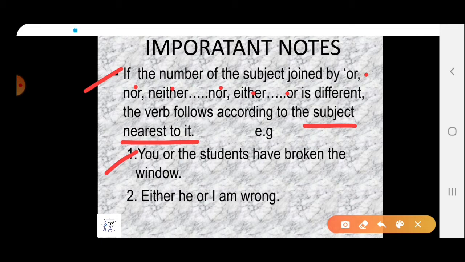You or the students have broken the window. After or we are having here the students, that is plural. That's why we have taken here plural verb. Either he or I am. After or we are having I here. That's why we have taken here am.